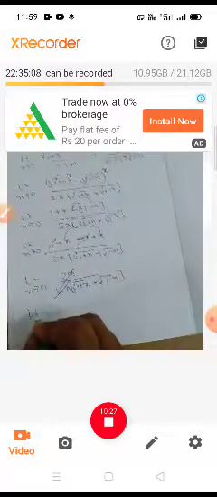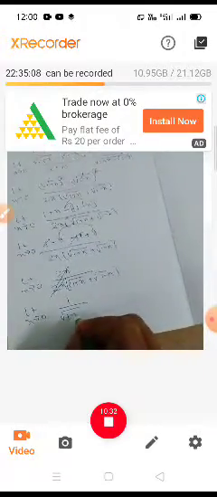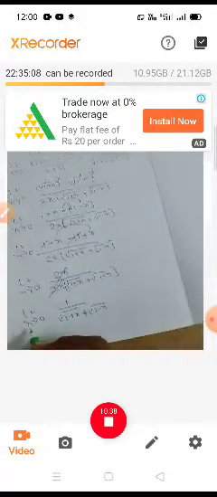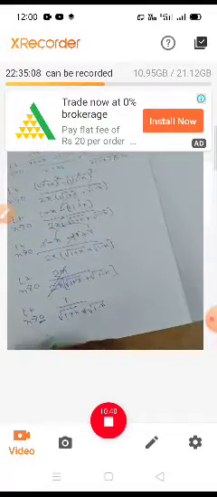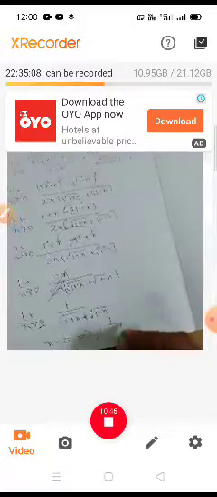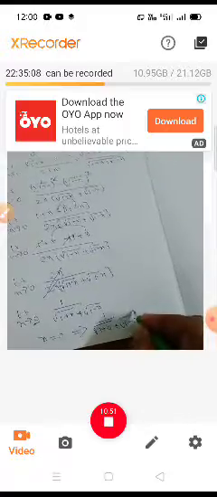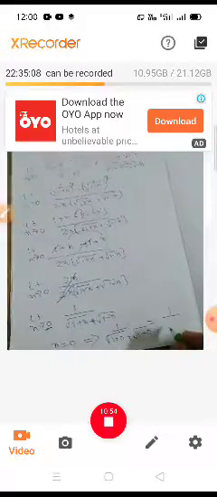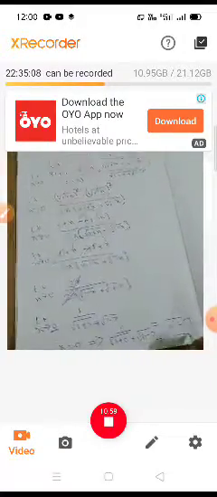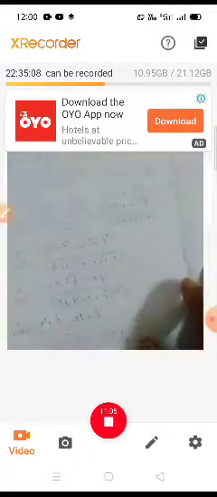Remaining, limit x tends to 0, 1 by root 1 plus x plus root 1 minus x. Now we are substituting x as 0, that implies 1 by under root 1 plus 0 plus under root 1 minus 0, which is 1 by root 1 plus root 1. Root 1 value is 1, so 1 by 1 plus 1, that is equal to 1 by 2. This is our solution. See once again here, what is our question?